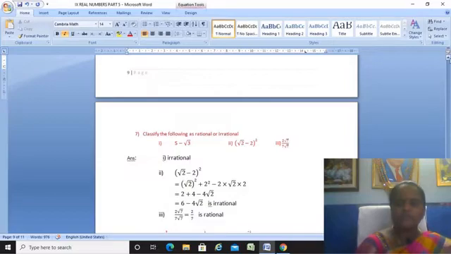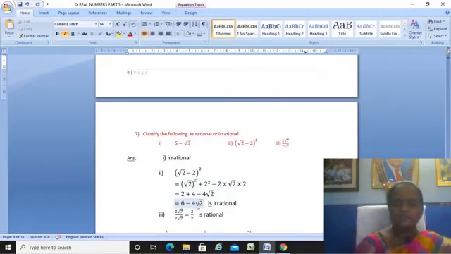So let us move on to the next question, seventh one, classify the following as rational or irrational. And first one, if we see 5 minus root 3, this is the difference of a rational and irrational, that is always irrational. The second one, if we simplify root 2 minus 2 whole square using the a square plus b square minus 2ab formula. So root 2 whole square can be written as 2, and 2 square as 4, and minus 2 into 2 is 4, and root 2 is as it is. So minus 4 root 2.